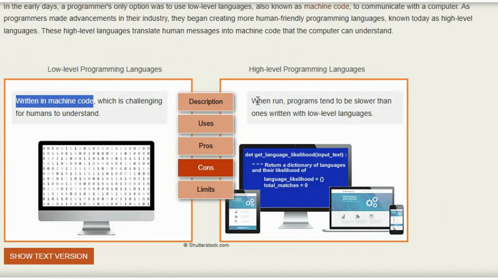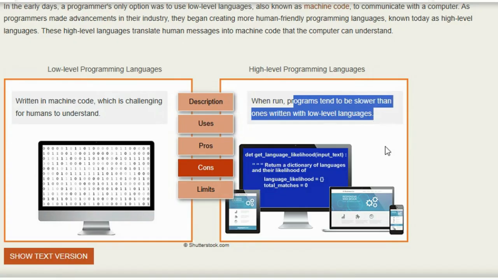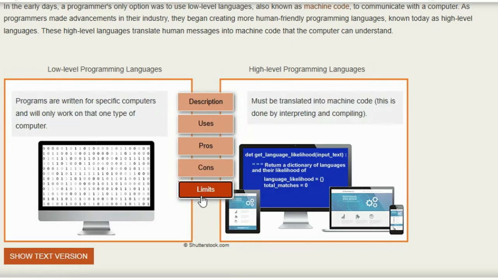High level, when it runs, programs are slower than ones written in low level because it has to translate everything to low level and then run it. If it's already low level, it's already zeros and ones, you can just take off with it. But if it has to be changed into zeros and ones, that has to happen before the computer knows what to do. What are the limits of each?